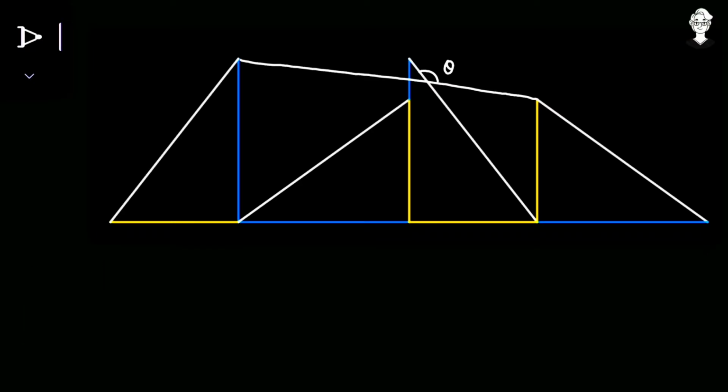So today we have a super cool geometrical problem. The given data is that we have four congruent right angle triangles that are arranged in this specific pattern and they are on a straight line.